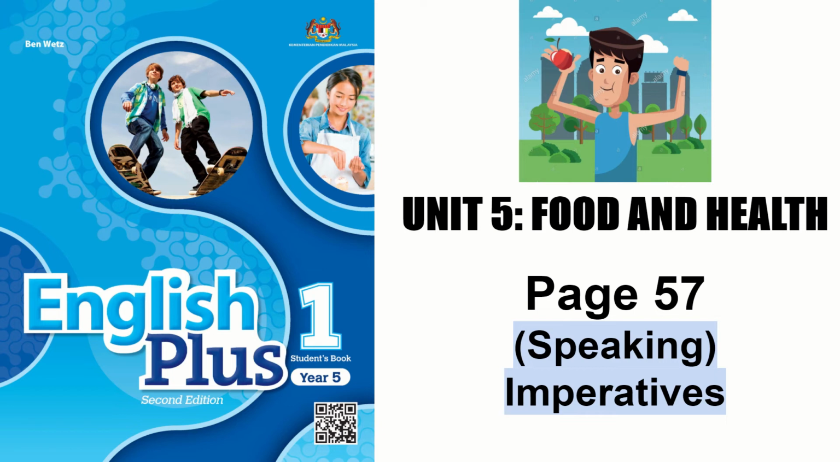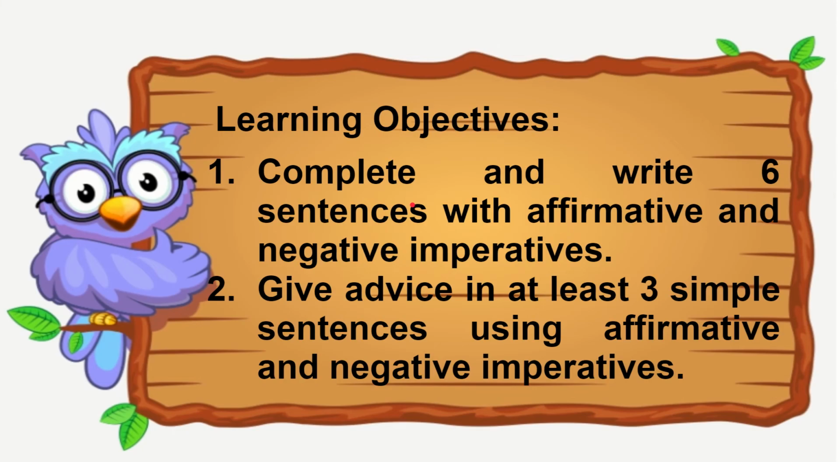Today we'll be looking at Unit 5, Food and Health, page 57, and we will learn imperatives. There are two learning objectives in this lesson. Number 1, complete and write 6 sentences with affirmative and negative imperatives. Number 2, give advice in at least 3 simple sentences using affirmative and negative imperatives.